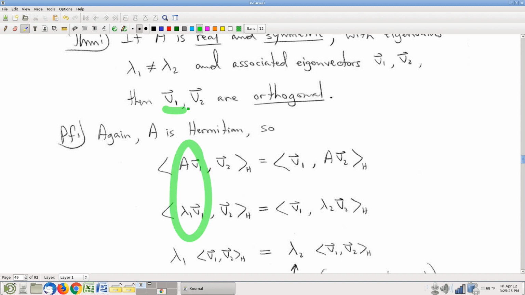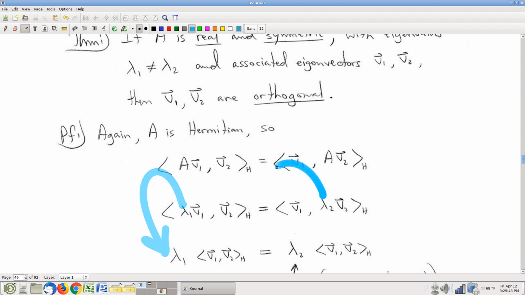V1 is an eigenvector with eigenvalue lambda 1. V2 is an eigenvector, eigenvalue lambda 2. So we write that down. Factor out the scalars just as before. Lambda 1 factors out like that. Lambda 2 factors out like this.